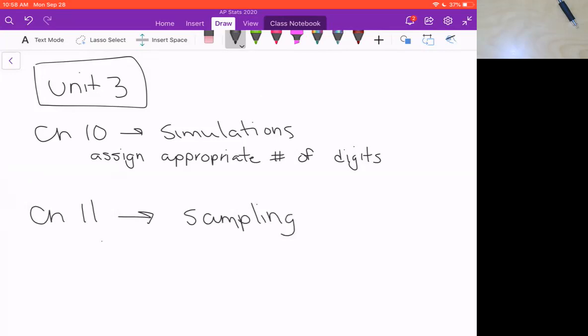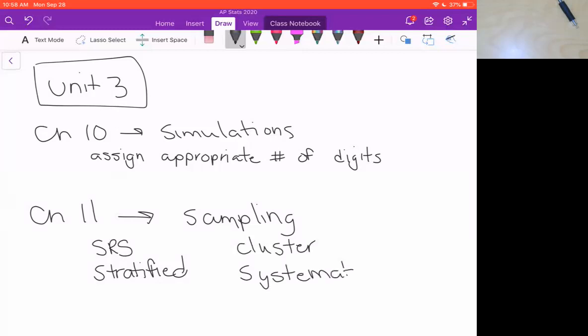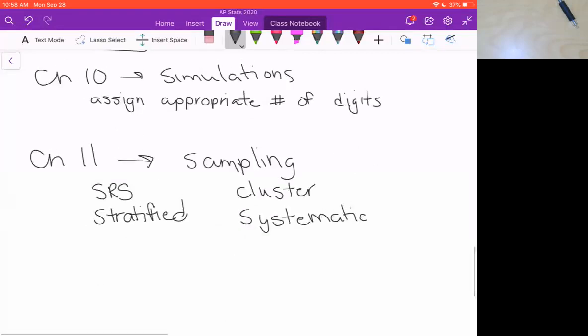So we have simple random samples. We have stratified. We have cluster. And we have systematic. Okay, so make sure you know the difference between all of those. They are all random, so these are all unbiased. That means they're all fine.